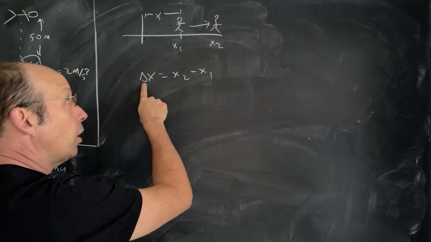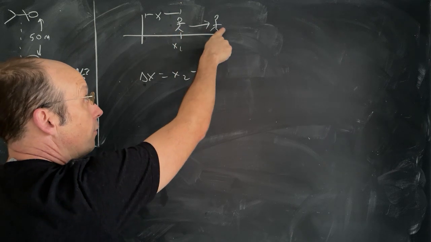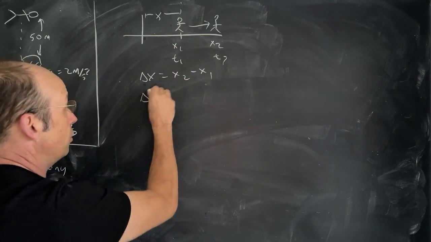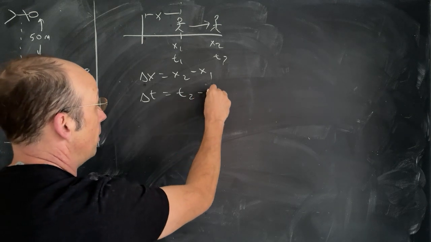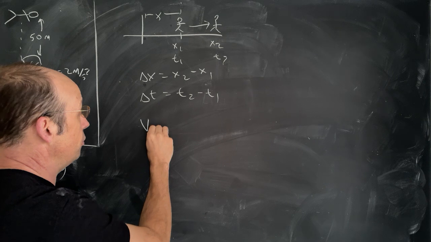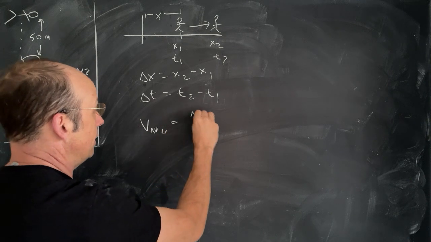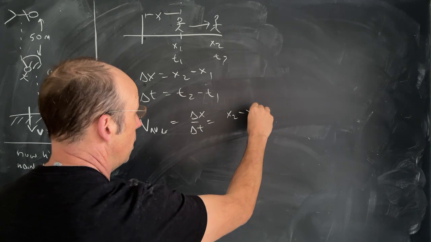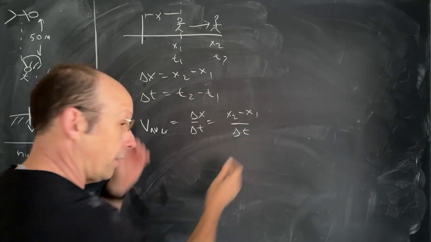I can also record the amount of time the person was there. So from t1 to t2, I can say the change in time is delta t equals t2 minus t1. Now with that, I can define what we call the average velocity, and that's delta x over delta t, or x2 minus x1 over delta t.